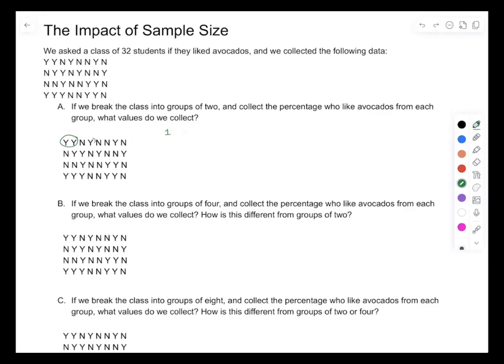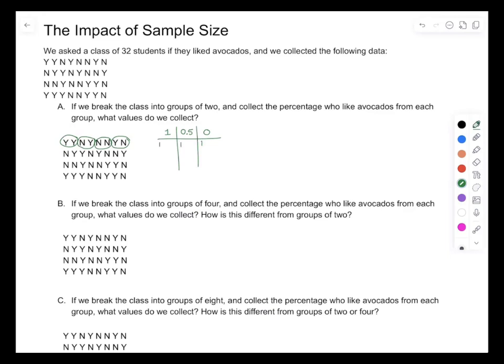If we look at the next group, it has one person who says that they like avocados and one person who doesn't. So that's a 0.5, right? 50% of them like avocados. And then the next one, both people said no. So that's a group where 0% like avocados. And we're just going to keep working our way through here. Actually, let me put tally marks under each of these. That might be easier. So far we've got one group of each.